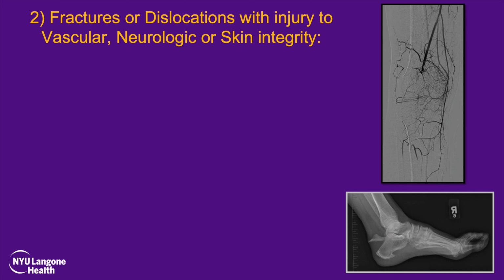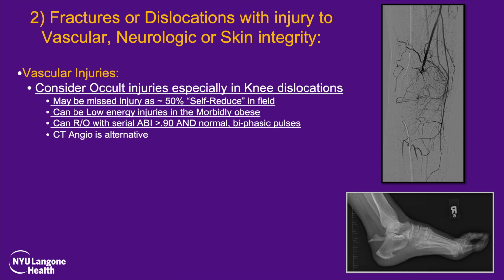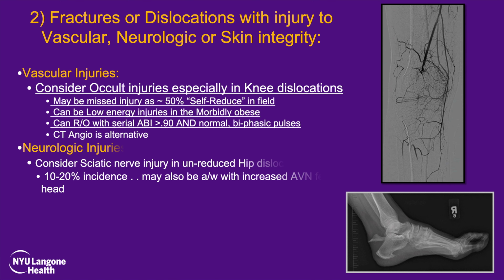Fracture dislocations with injury to vascular, neurologic, or skin integrity. Vascular injuries, we always have to consider occult injuries and knee dislocations. These are often self-reducing injuries that happen in the field. This can be missed about 50% of the time. And they can be low energy injuries in morbidly obese people. You can rule these out with serial ABIs, looking for an ABI greater than 0.9, and normal biphasic pulses. If there's any question of these pulses or of the ABIs, a CT angio is the rational alternative.